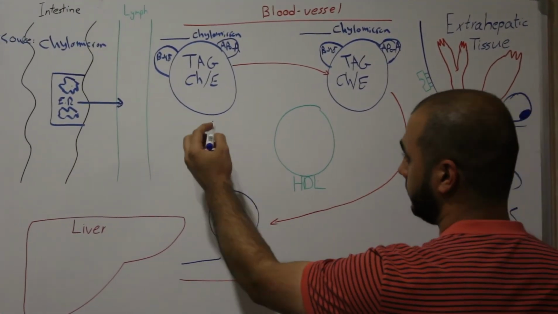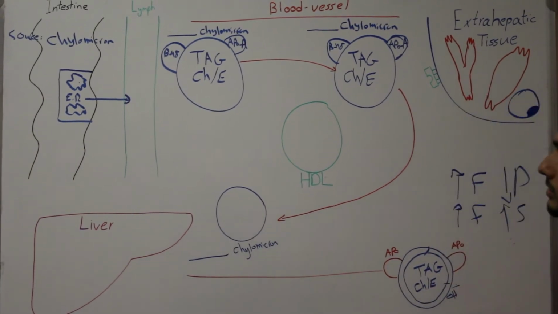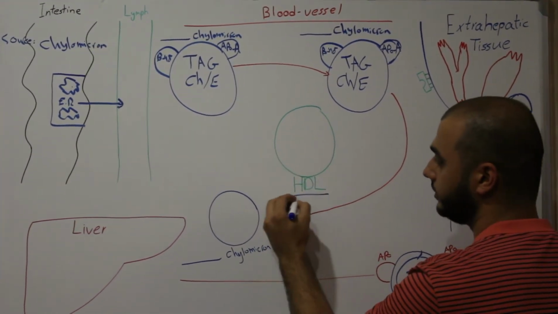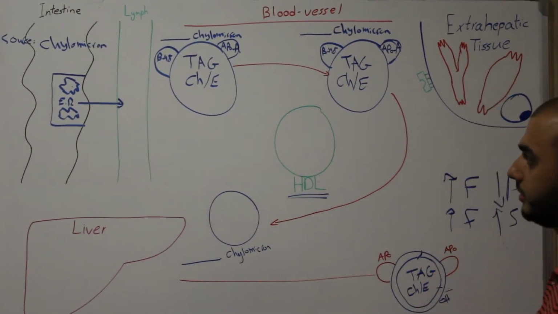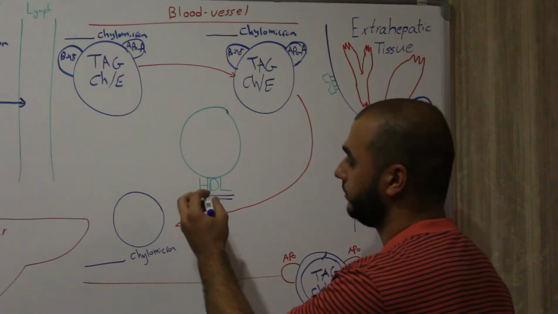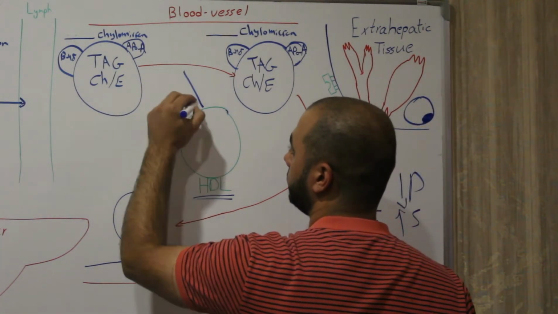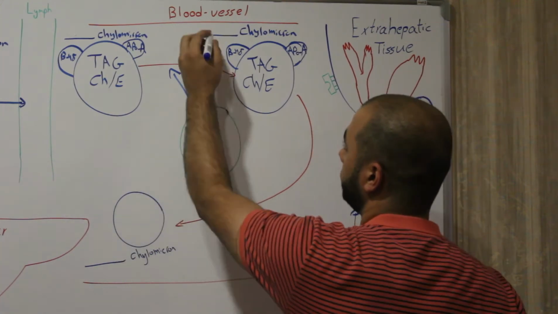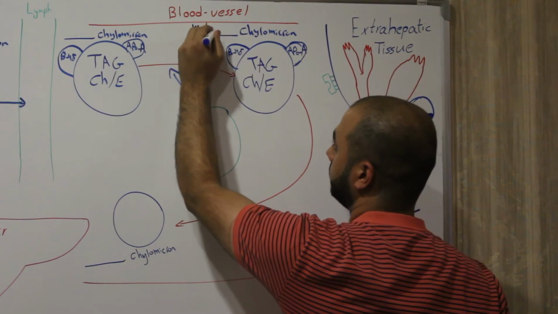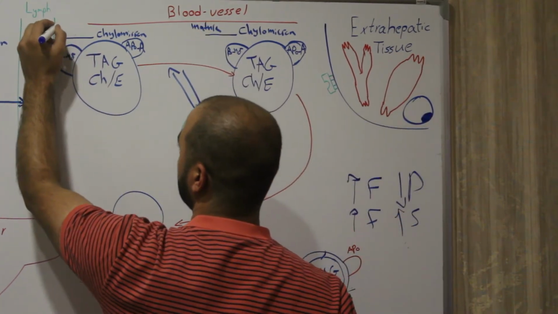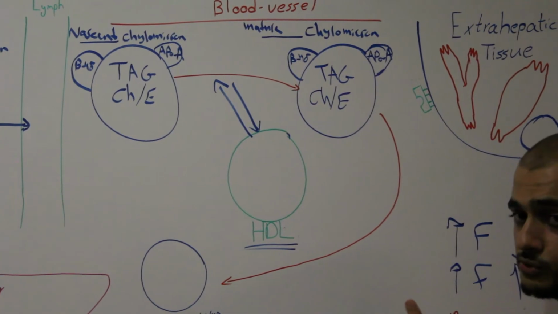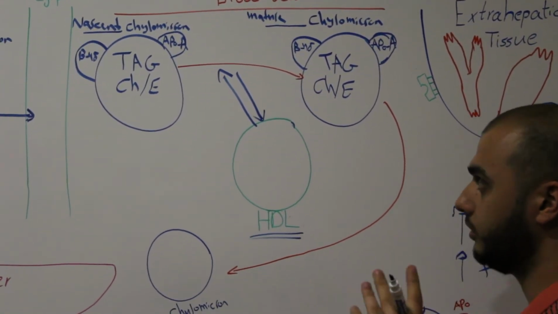Then in the blood, this chylomicron meets up with some particles. One of these particles is HDL. HDL is a good particle. We will know in future why. But for now, it's enough to know that it helps chylomicron to become mature chylomicron, because this chylomicron is nascent chylomicron. This is one of the reasons why it's a good particle.